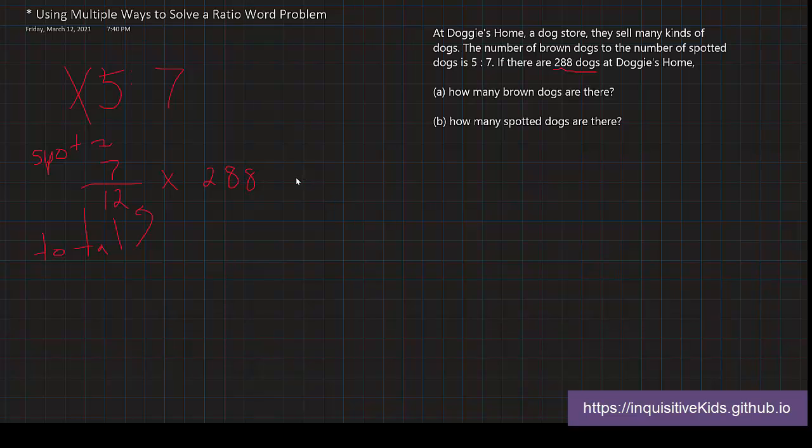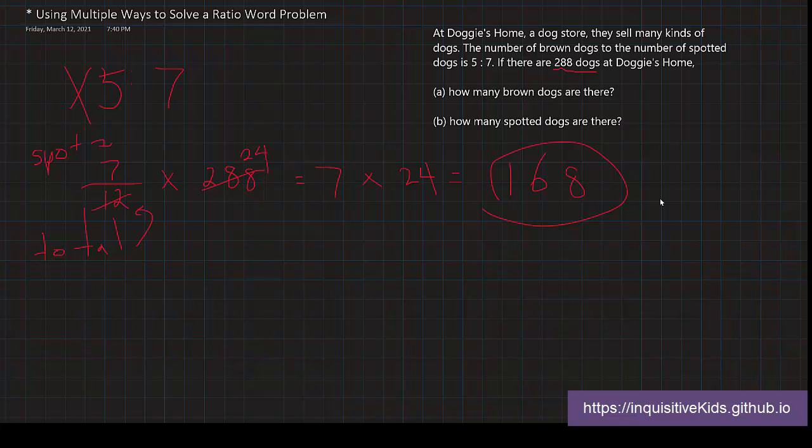And then we simplify. Well, we see that over here, we can simplify the fraction. So we can simplify the 12 and it becomes 1, and the 288 becomes 24. So now we have the problem 7 times 24, which gives us an answer of 168. So there's 168 spotted dogs from the 288 dogs at Doggie's home. And that is our answer.